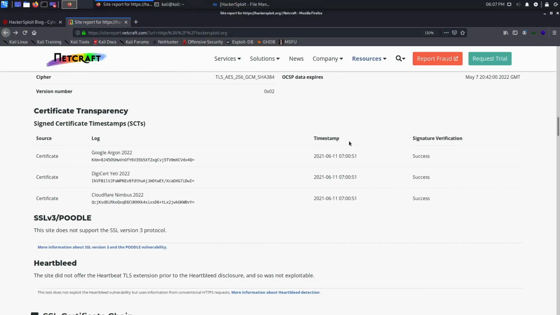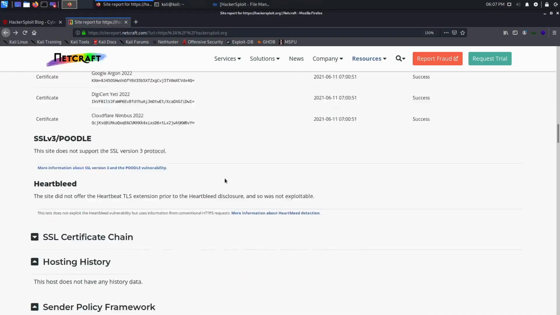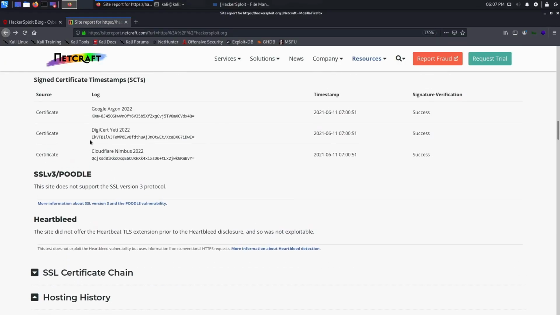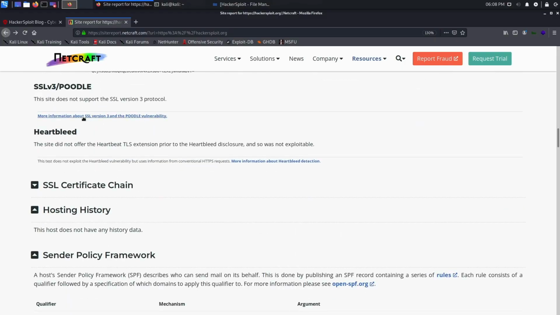And then, of course, the certificate transparency. In this case, you can see that it provides you with information regarding that there. And then if this site is vulnerable to any SSL TLS related vulnerabilities, it'll tell you that right over here. So it's not vulnerable to SSL version 3 Poodle or the Poodle exploit, and it's not vulnerable to the actual Heartbleed exploit. So the site did not offer the Heartbleed TLS extension prior to the Heartbleed disclosure, and so was not exploitable. You can learn more about these vulnerabilities by clicking on these hyperlinked links here.